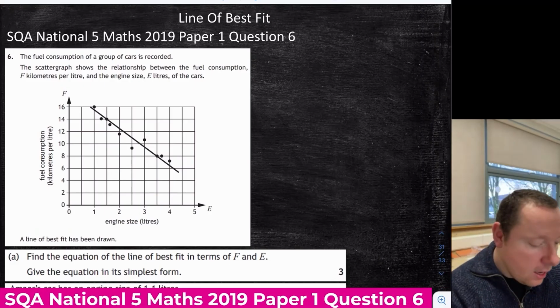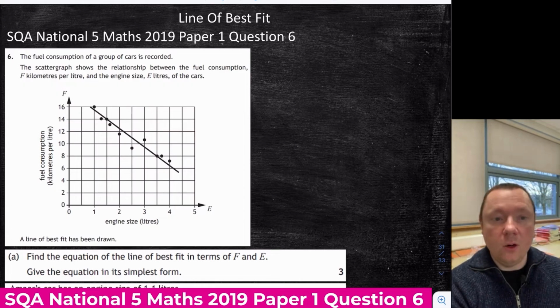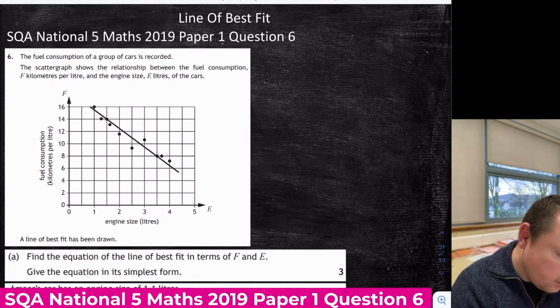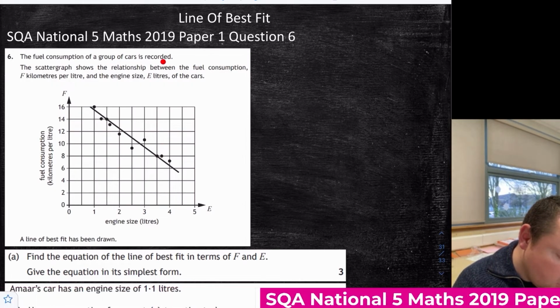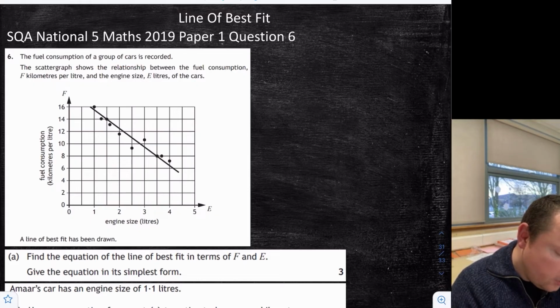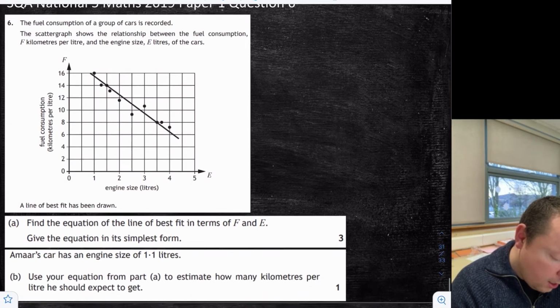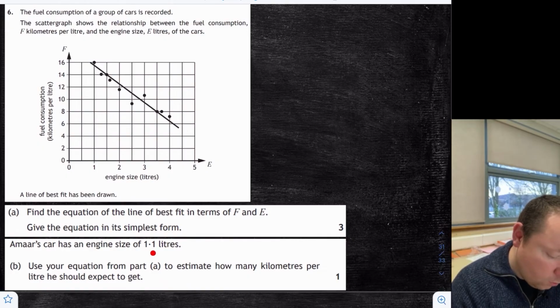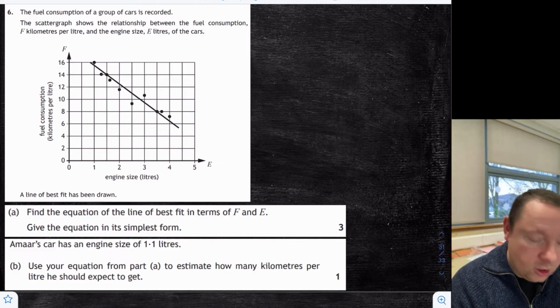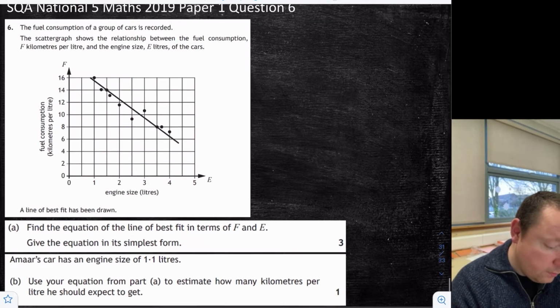Line of best fit, SQA National 5 Maths 2019, paper 1 question 6 had this one. It says the fuel consumption of a group of cars is recorded and the scatter graph shows the relationship between the fuel consumption, F on the y-axis, kilometres per litre, and the engine size, E in litres of the cars. The line of best fit is drawn. Find the equation of the line of best fit in terms of F and E. Give your equation in simplest form. And then for part B, engine size 1.1, use your equation to find the kilometres per litre he should expect to get. So part A first, straight line question.